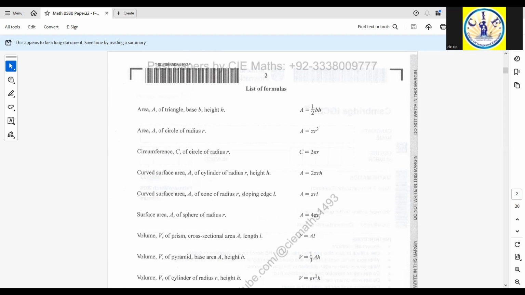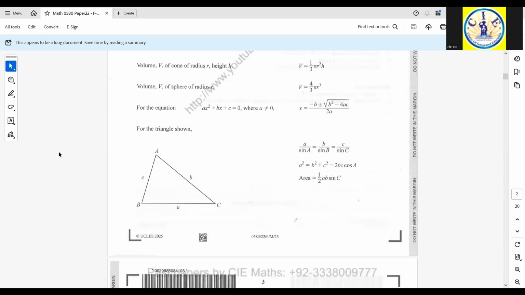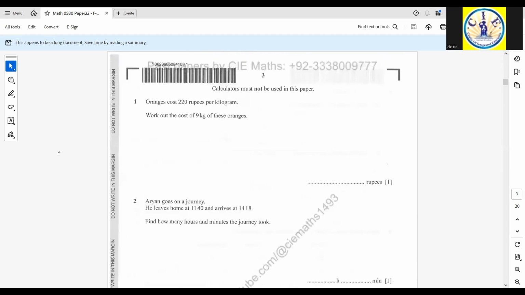With this, we start off with question number 1. Calculators must not be used in this paper. Question 1. Oranges cost 220 rupees per kilogram. Work out the cost of 9 kilograms of these oranges.